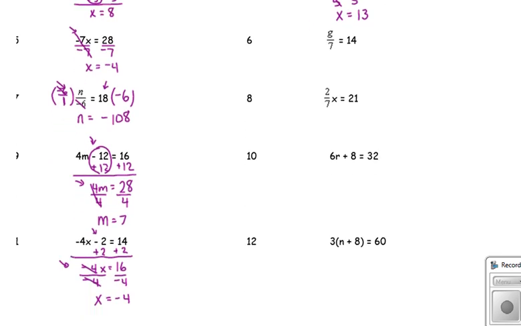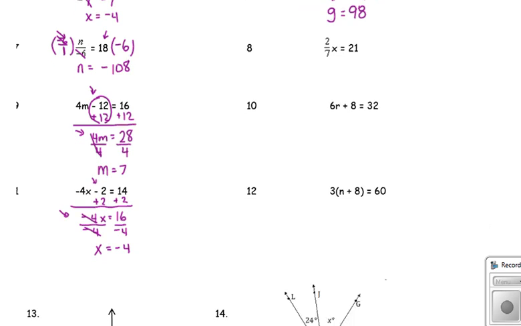Number 6, this means to divide. The opposite of division is multiplication. Show multiplication with parentheses. We're going to multiply by 7. I write it as a whole number on the right because I'm multiplying it by a whole number. On the left, I'm going to write 7 as a fraction because I'm multiplying it by a fraction. These 7's cancel out, and the answer is G equals 98. Remember that a number divided by itself equals 1, and then G divided by 1 equals G.